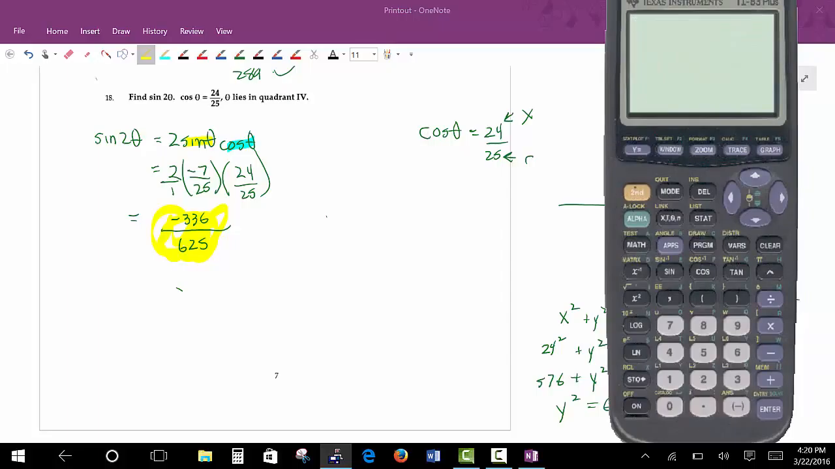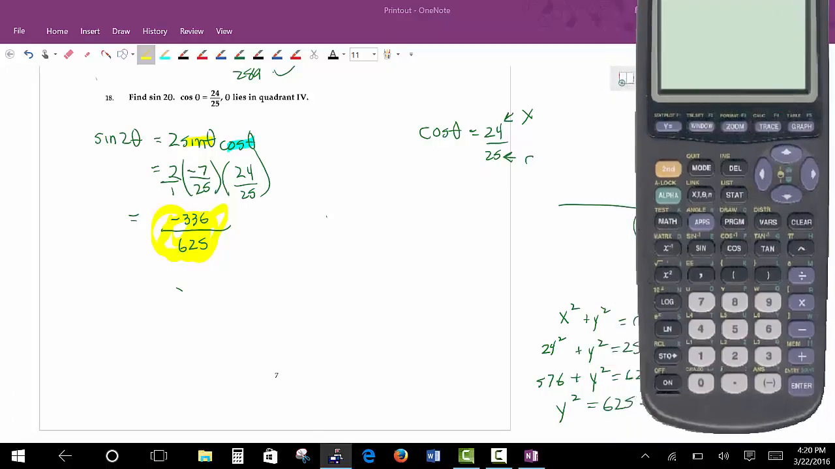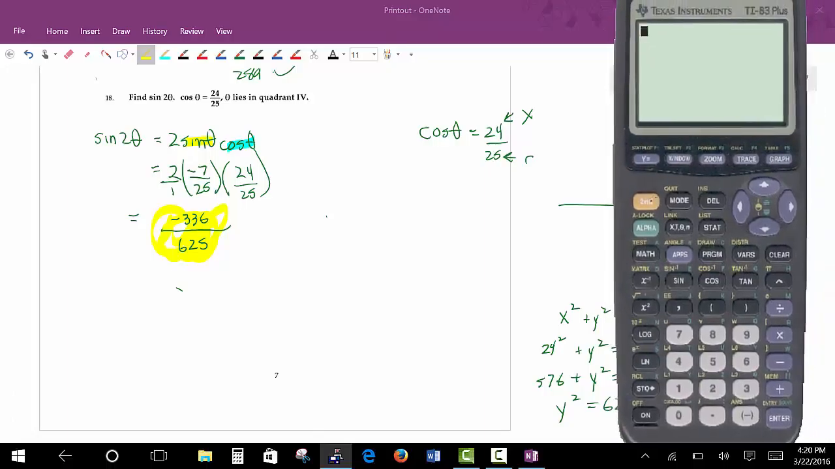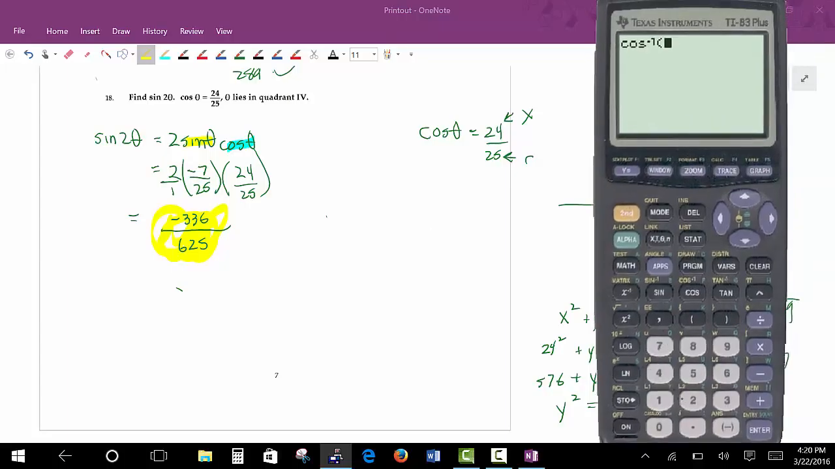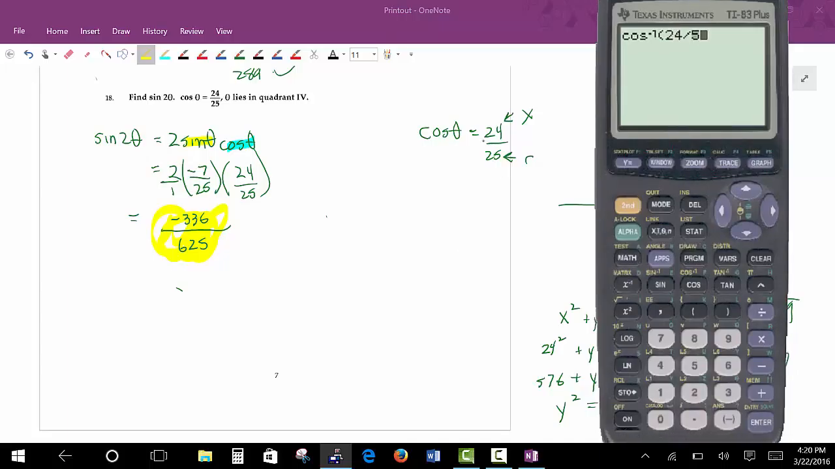Okay, so here's how you can tell you're right. You go inverse cosine of 24 over 25 to get the angle. Shoot. This is getting comical. Okay, inverse cosine of 24 over 25. It's the sensitivity of this touch screen that's messed up. So that's 16 degrees. Now, if I do the sine of twice that angle, I get this answer.